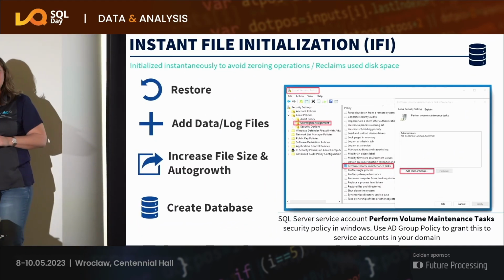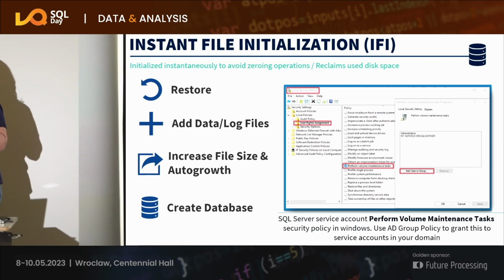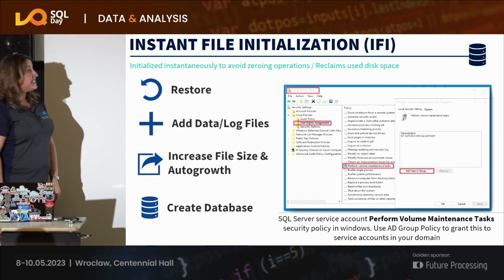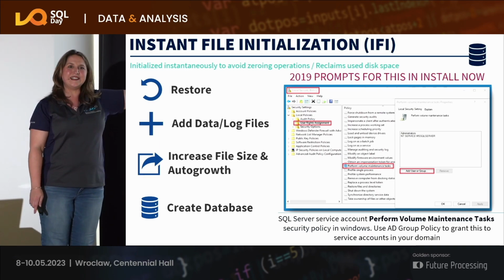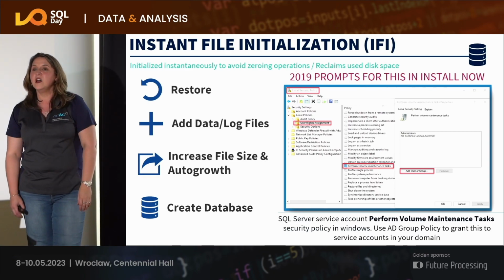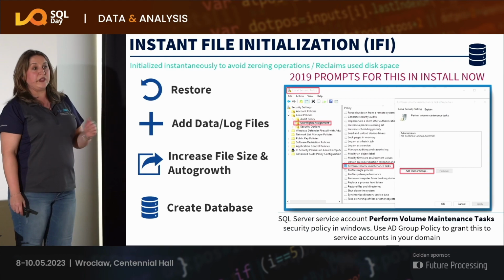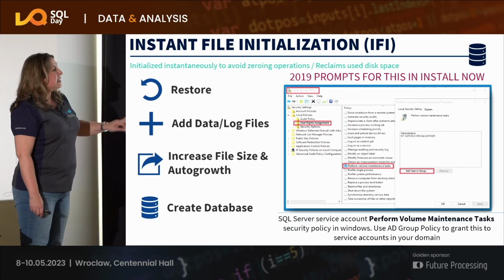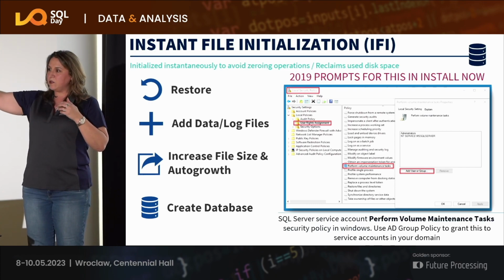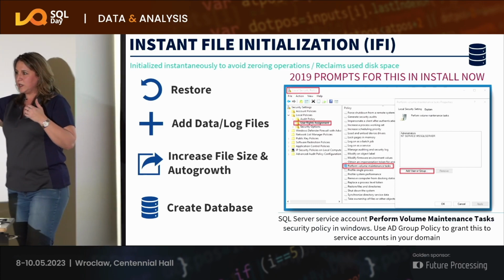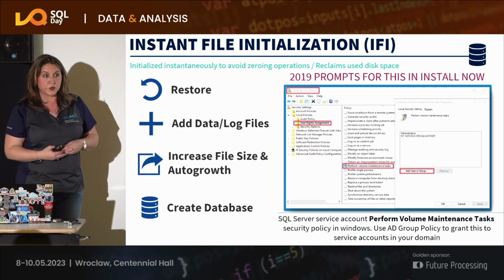So this one's simple too. This is out of the realm of the DBAs, but it makes all the difference. Instant file initialization. So important. Again, 2019 is prompting for this as well. So what this allows you to do, and I'll show you in a really easy graph next, is that when you are writing to the file system, it makes you zero out all of the space that you're going to be using before you start to write to it.